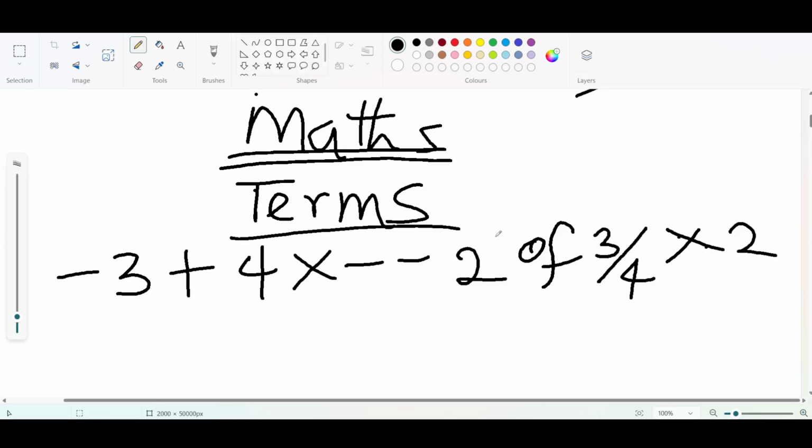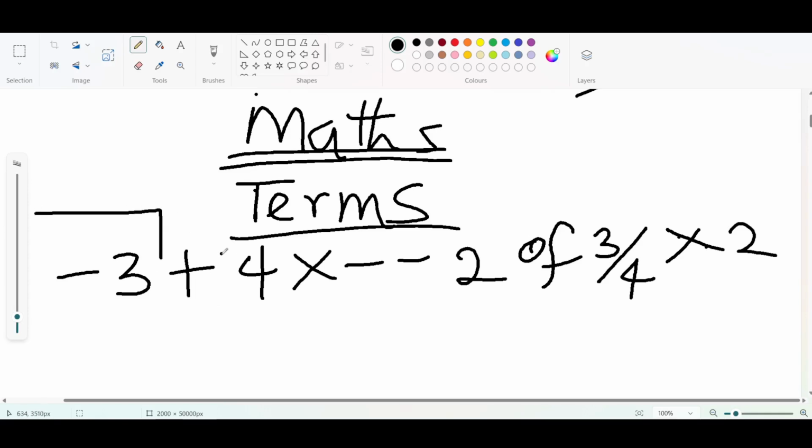Okay, so let's look at this example again. To tell us how many terms we have in this expression, how do we know how many terms we have? Looking at this, from here to here, this is one term. As soon as we come to the positive sign here, this positive sign tells us that this term has finished here. So this is one term.